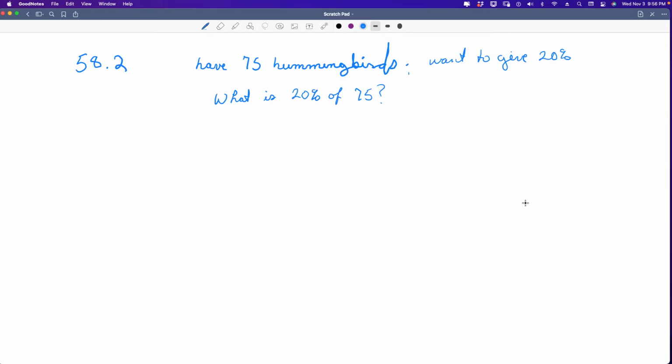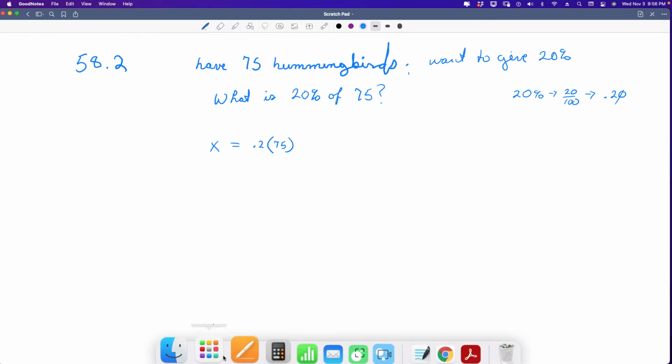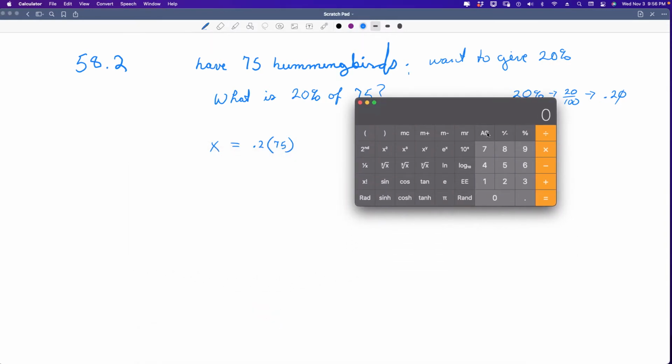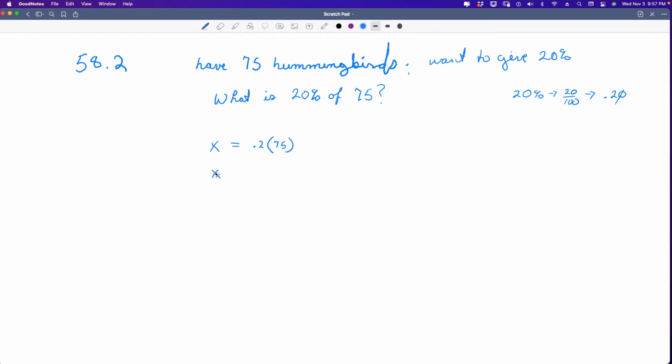Okay? So we know what is our x, is our equal. 20%, we can take that 20%, turn it into 20 over 100, which turns into 0.20, right? And we know we can drop the 0, it's not necessary. So we're going to do 0.2 times 75 because we know that of means multiplication. So all we have to do is bring out our trusty little calculator and say, okay, what is 0.2 times 75? 15. So x is 15. 20% of 75 is 15.